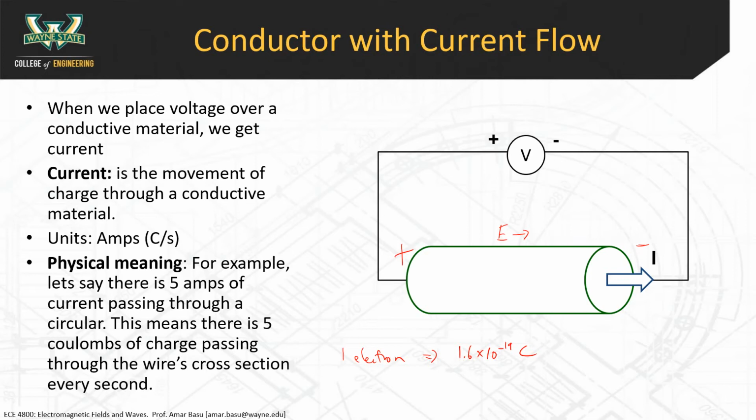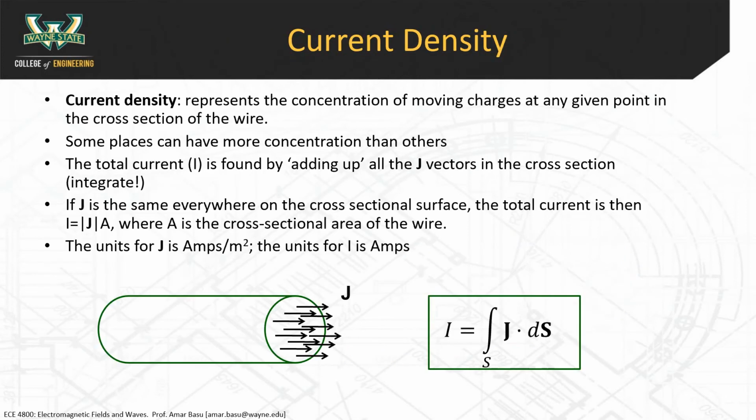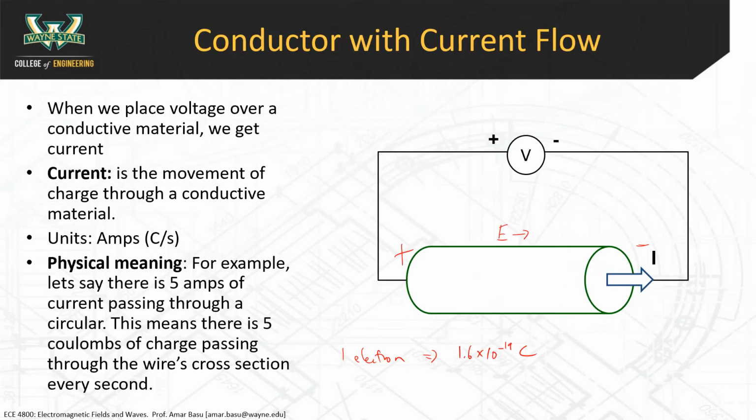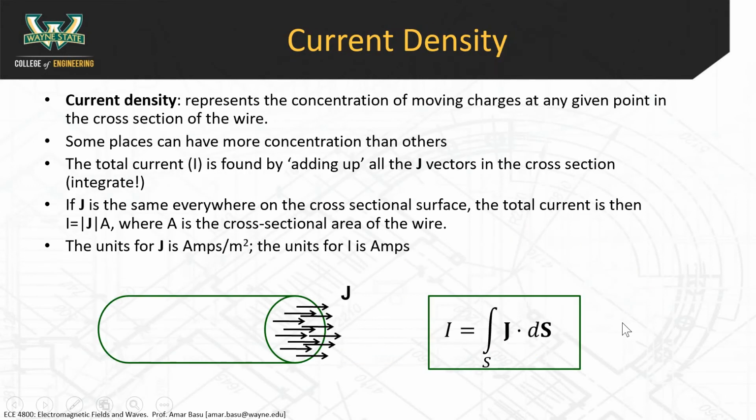All right. So let's now talk about the concept of current density. When we talk about currents in our circuits classes, we talk about the total current going through the wire, and the total current is what you can measure through an ammeter. But the concept of current density is what becomes important in electromagnetics, especially when you have wires of different cross sections.